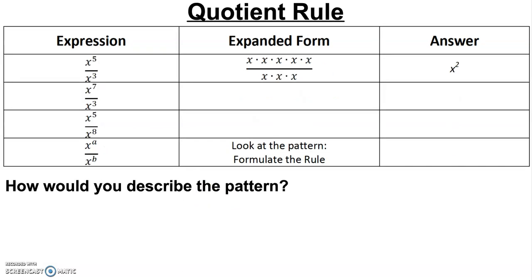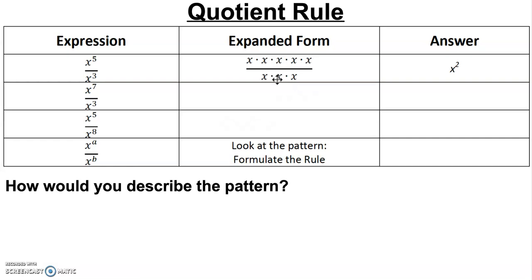Next is going to be the quotient rule. Remember, the quotient is an answer to a division problem. So we see in our original expression here, we have x to the 5th divided by x cubed. So we have a division problem, and we have to figure out what that quotient is. So once again, we're going to use that expanded form to help us simplify first. So we see x to the 5th on top, so we have all of these x's to represent x to the 5th. Then x to the 3rd power on the bottom.